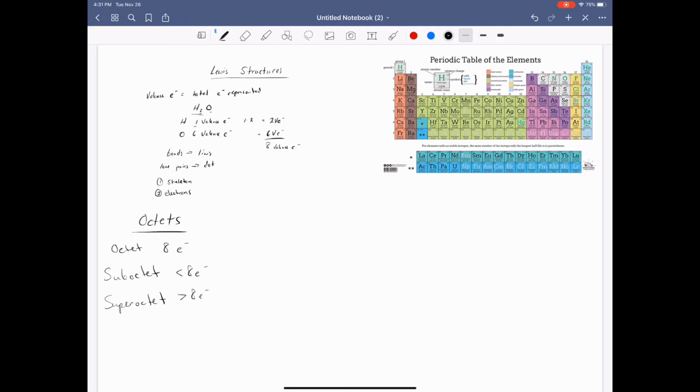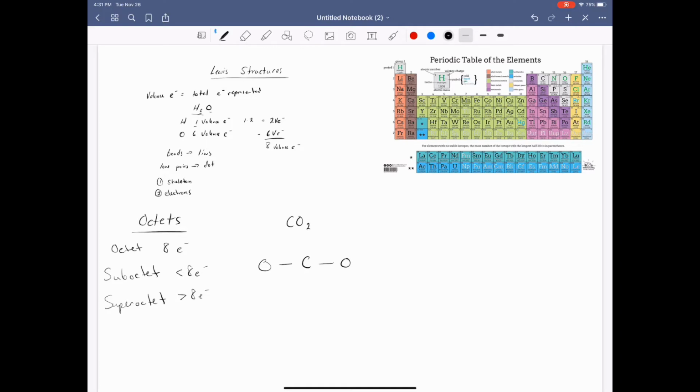So, our first example, we'll do a plain normal octet. So we'll start with CO2. The main atom in this is carbon, and the peripheral atom with our skeleton is oxygen. And you know the main element from the peripheral based on the electronegativity difference.